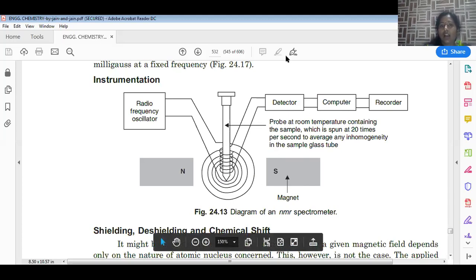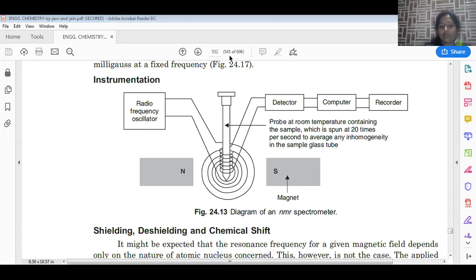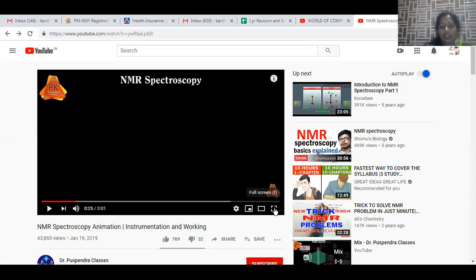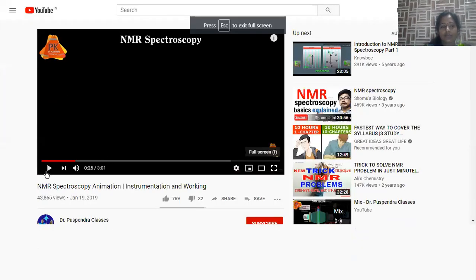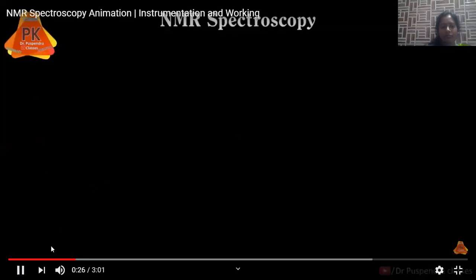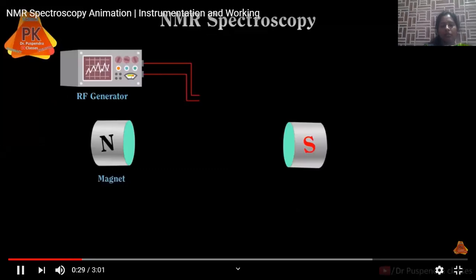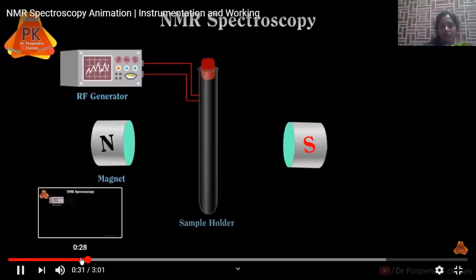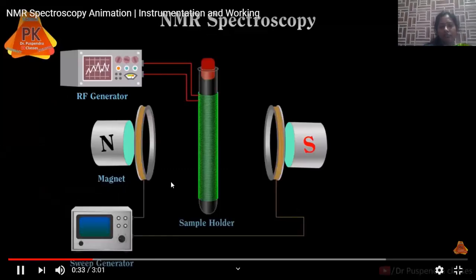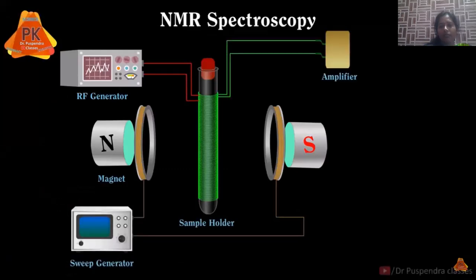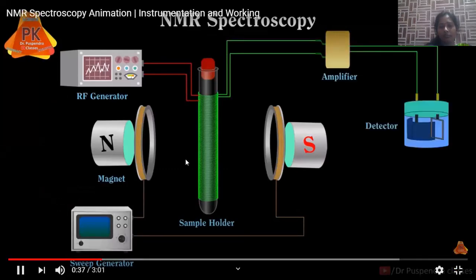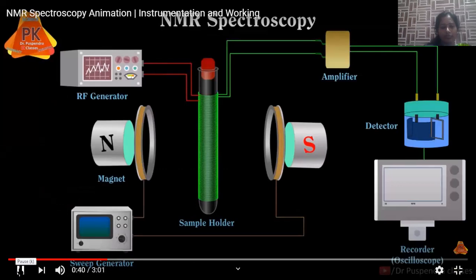Let us see how the instrumentation works by watching a simple animated video. In this video we can observe the radio frequency generator, magnet, sample holder, sweep generator, receiver coil, amplifier, detector, and the recorder, which is also known as an oscilloscope. Now coming to the working.